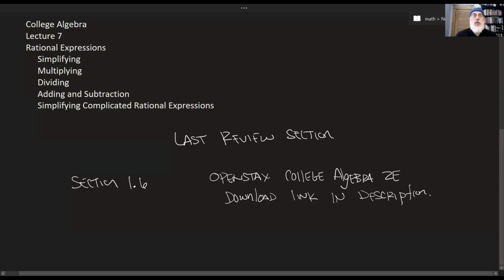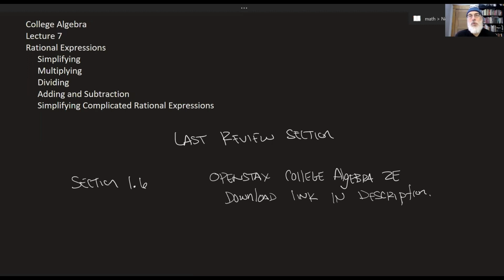Hello. This is the last of the review sections from chapter 1, which is a prerequisite chapter. Section 1.6, which is rational expressions. We'll look at simplifying, multiplying, dividing, adding, subtracting, and simplifying more complicated looking rational expressions.